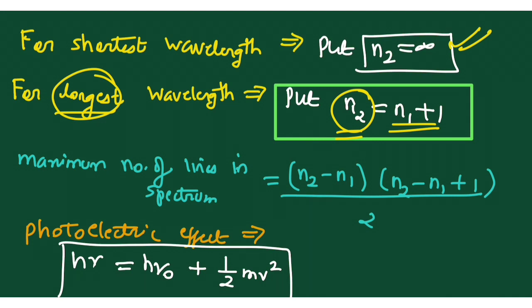So you know already N2 and N1. So you can apply this formula: N2 minus N1, bracket N2 minus N1 plus 1, divided by 2. Okay. Very important.